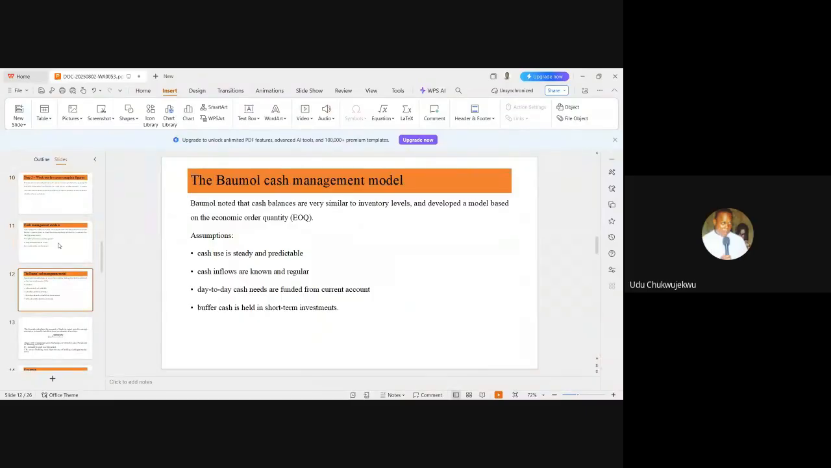Economic order quantity. Yes, the cash is constant or steady. It is the optimal quantity of cash or inventory a firm should order each time it requires cash or it purchases stock, because it is a concept that we can use in terms of inventory and cash. That is why I'm bringing the two together. Do you get it, sir? Okay.